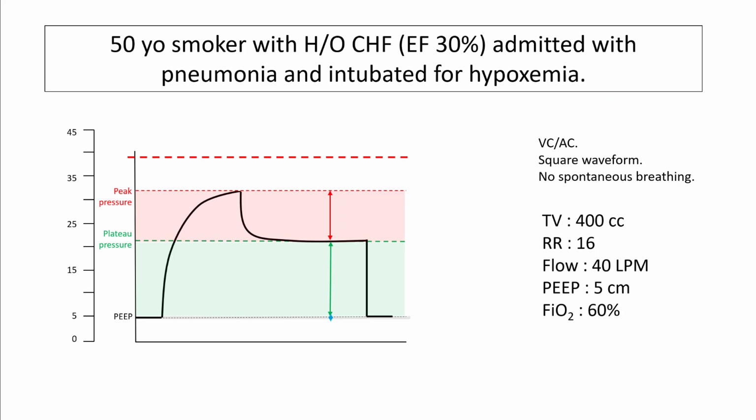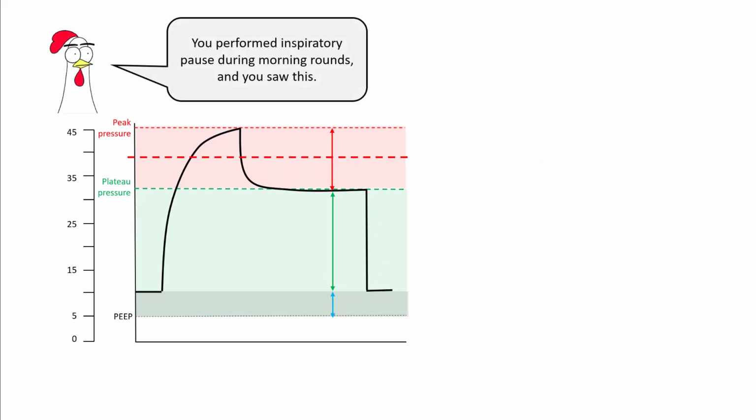Our next patient is a 50-year-old smoker with heart failure, admitted with pneumonia and intubated for hypoxemia. So you came this morning and performed inspiratory pause and you found this waveform. There are a couple of things to notice. The first thing you notice is the pressure at the baseline is not at that what you set it at, it is higher than PEEP. The compliance is certainly slightly worse than before, but also the resistance has gone up. Peak minus plateau is up and plateau minus PEEP is up.